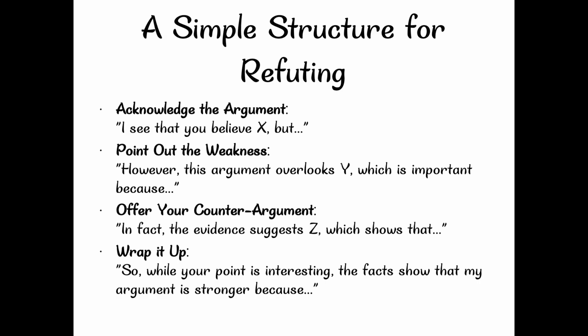Finally, a simple structure for refuting: first we should acknowledge the argument. We should not fight, we should be respectful. The second thing is we have to point out the weakness of the point from the opponent. The third one, we have to offer our counter argument, like evidence, reasons and facts. And finally we have to wrap it up. These four steps are the simple structure which we are going to follow in refuting.